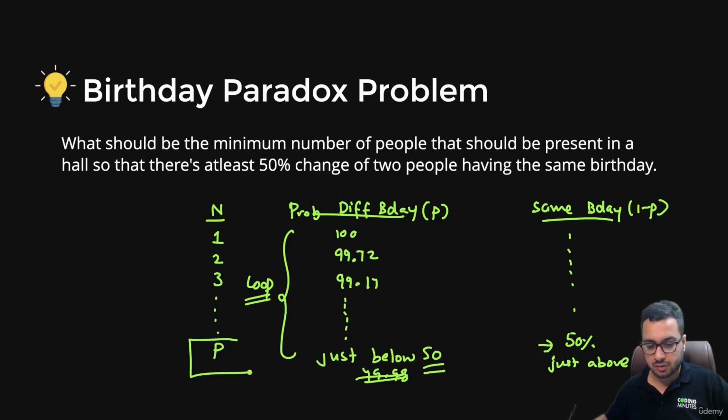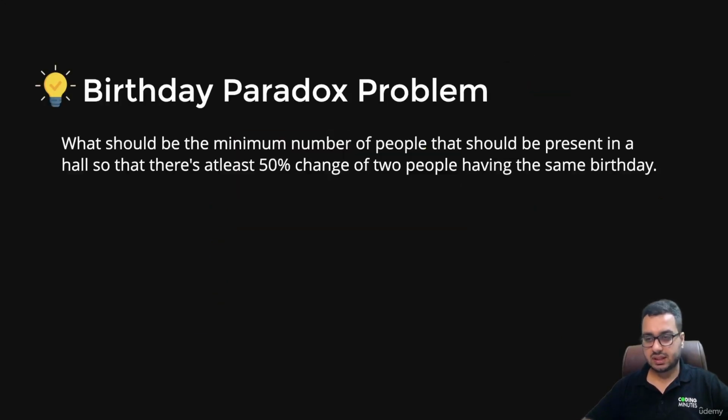For this number of persons in the hall, the probability of having same birthday is just 50% or just higher than that. The 50% might not be exact, it could be like 50.1 or 50.02, something of this sort. Then we will stop. At least 50% probability we want, and this is the value of p that we will get through this loop. I hope you got a high level idea, and I suggest you try to code it on your own, and in the next lecture we will discuss the implementation.